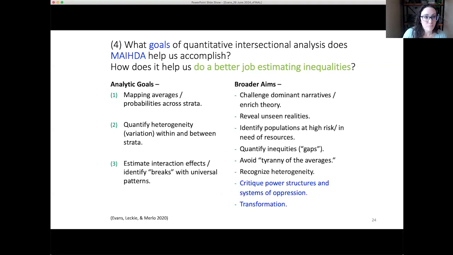In a bigger sort of broad aim sense, though, we can use this as a tool to challenge those conventional wisdoms, to identify unseen realities or high-risk groups in need of more support. We can enrich our theory. We can avoid that tyranny of the averages problem. And then to bring it home to intersectionality, this is just the start. We should do a good descriptive analysis, but then we should use this as a tool for critiquing power structures and systems of oppression and motivating transformation.